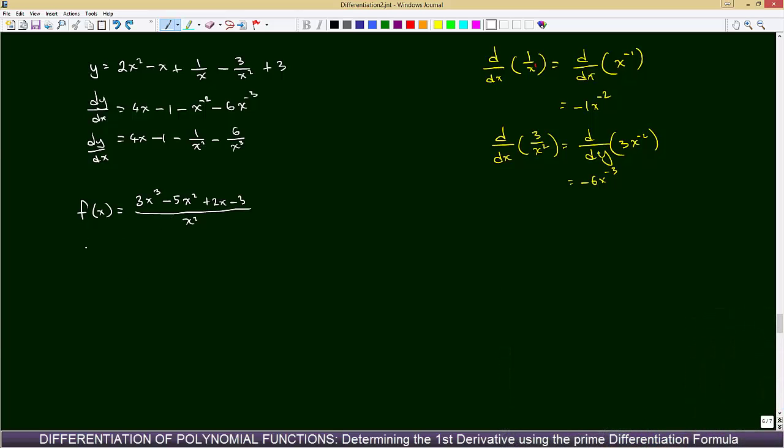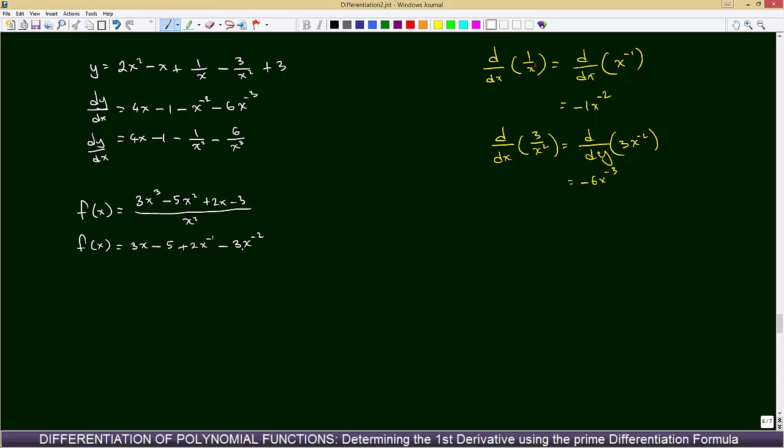So first of all, let's divide all the terms in the function by x squared. So f(x) equal to 3x cubed divided by x squared, that is going to be 3x, minus 5x squared divided by x squared, which is equal to minus 5, and 2x divided by x squared, that is equal to 2x to the minus 1, and then minus 3x to the minus 2.